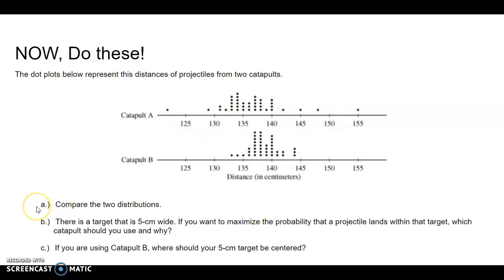For B, it says there is a target that is 5 centimeters wide. If you want to maximize the probability that a projectile lands within that target, which catapult should you use and why? So you should definitely use catapult B, right? It's more consistent. Then it asks, if you're using catapult B, where should your target be centered? Well, your target should be centered where you have, so it's 5 centimeters, where you have the most amount of data points. So, probably around here.